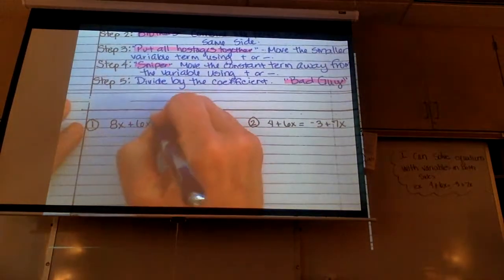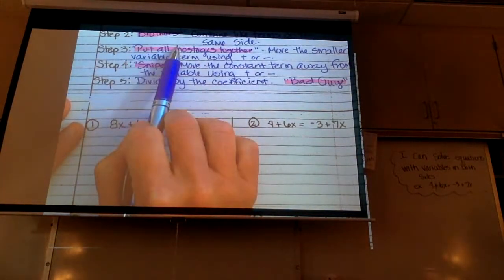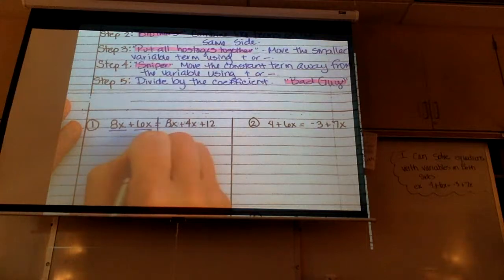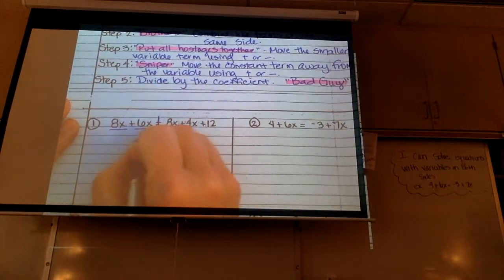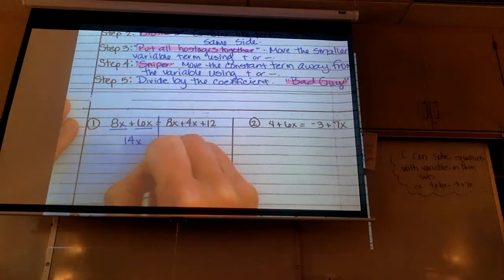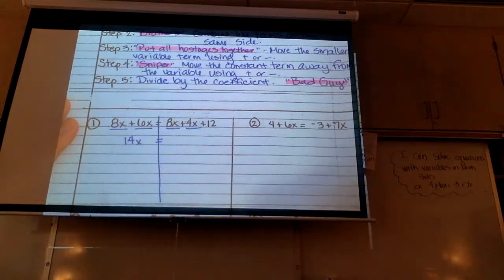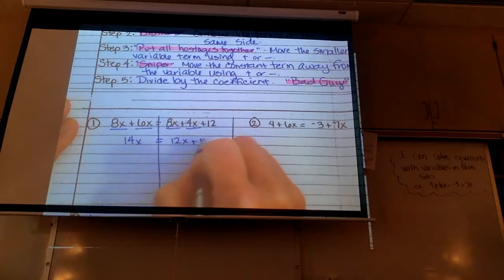We're going to draw a line over the equal sign. I'm going to look for brothers, so I'm combining terms on the same side. So I have 8x and 6x. These are brothers because they have the same last name. 8 and 6 is 14x. On the right side, I've got more x terms. 8x and 4x is 12x plus 12.